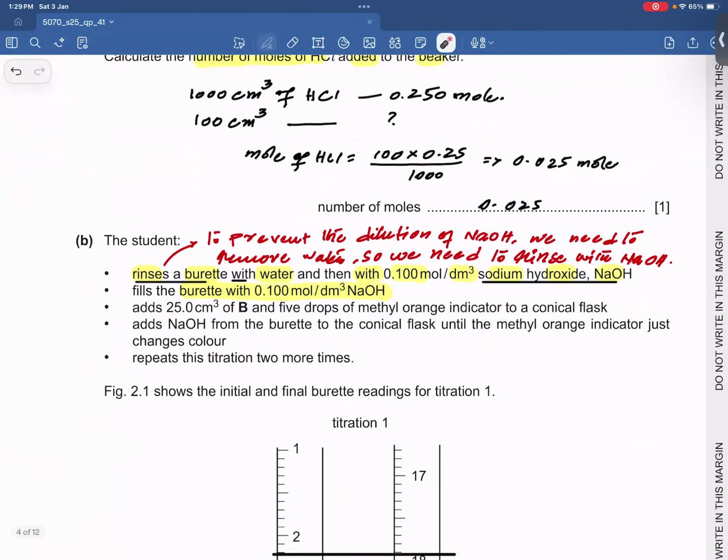Add 25 cm³ of B and 5 drops of methyl orange indicator to the conical flask. Usually we use 2 to 3 drops. Here the examiner is using 5 drops of methyl orange indicator. Add NaOH from the burette to the conical flask until the methyl orange indicator just changes color. Repeat this titration 2 more times, okay?